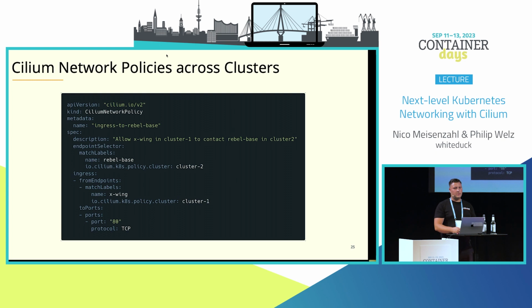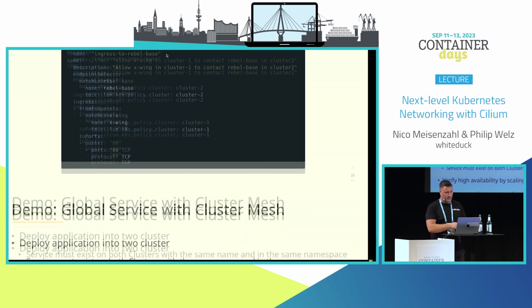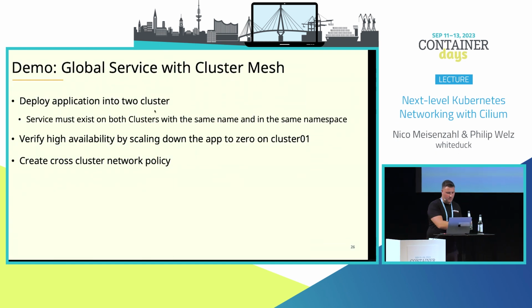Yeah, we can also create Cilium network policies across clusters. So we can allow to the Rebel base, we can create a policy that is allowed from cluster 1 or cluster 2. So we can really make our traffic flow how we want it. Just a small demo. As I mentioned, we have the application deployed in both clusters, same name, same namespace. We mark them as global, and then we will scale the replica set down to 0, and the traffic will be redirected.